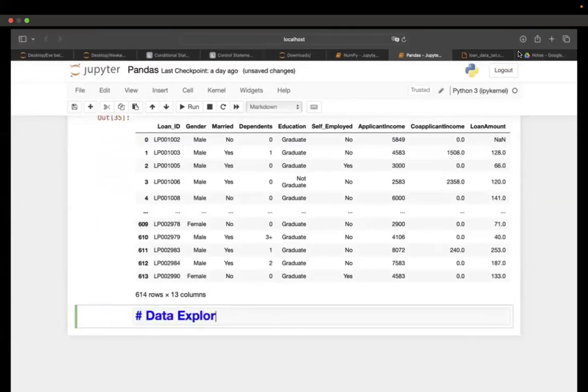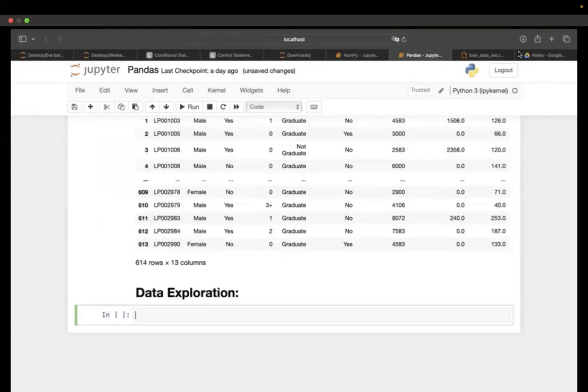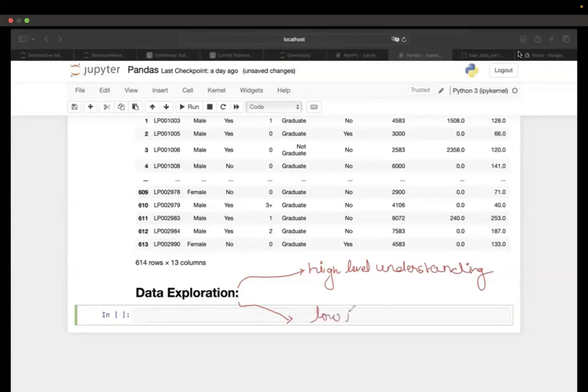Data exploration. Now this data exploration has two subdivisions. First one is, let's say, high level understanding, and another one is low level understanding.